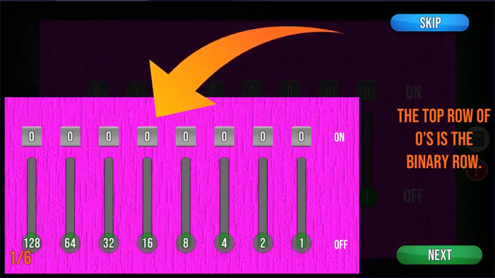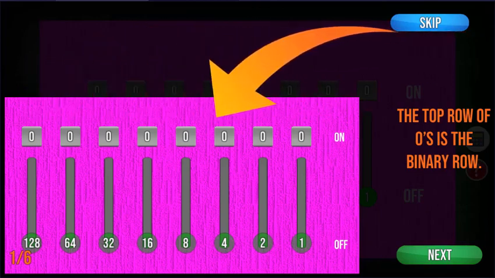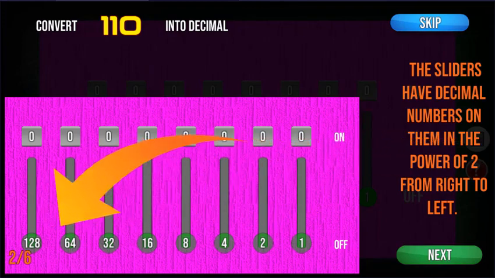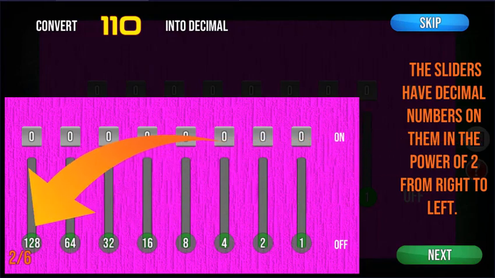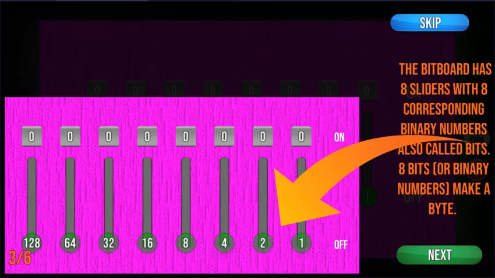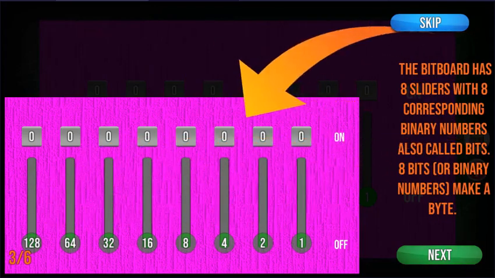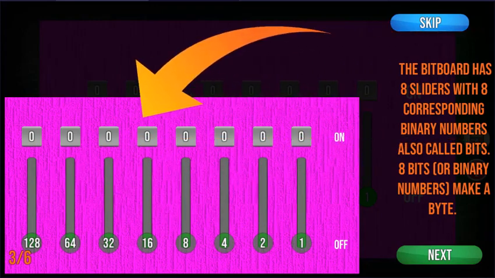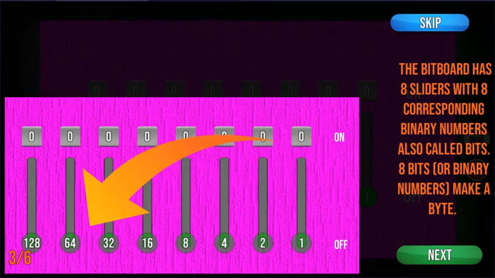The top row of zeros is the binary row. The sliders have decimal numbers on them in the power of 2 from right to left. The BitBoard has 8 sliders with 8 corresponding binary numbers, also called bits. 8 bits or binary numbers make a byte.